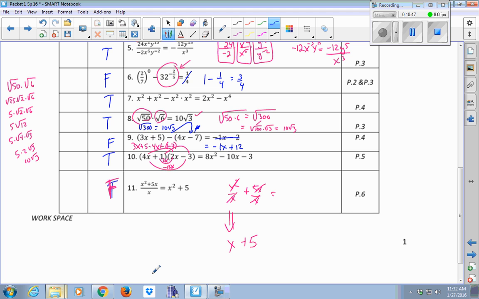Yep, x plus 5. Okay, so what's the mistake when someone says x squared plus 5 or x plus 5x? They take this x and they cancel it into just one of these on top. In order to cancel it, it has to go into everything on top. Another way to see that is to factor the numerator by taking x out as a common factor. Now you have a fancy form of 1 right there. X over x is 1, and 1 times x plus 5 is x plus 5. That's just another way to do it.